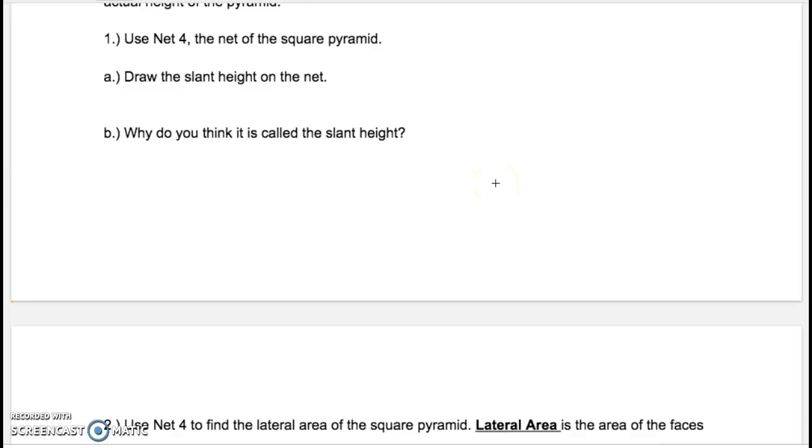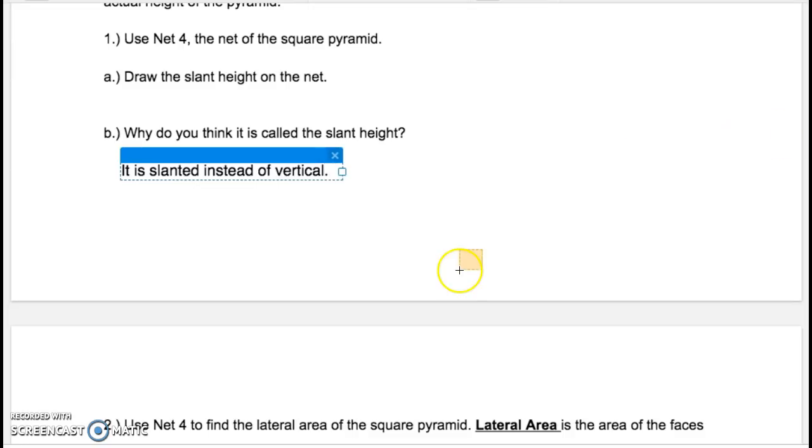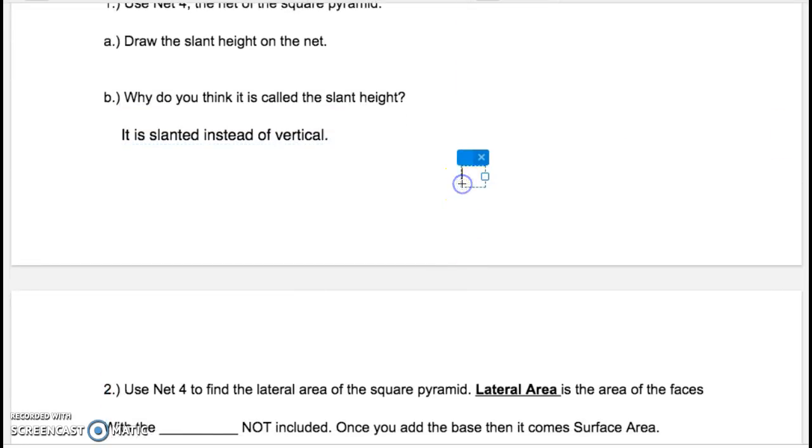The next question says, why do you think it's called the slant height? At this point, I would pause the video, write down your definition on your paper, and then see if it is similar to mine. It is slanted instead of vertical. We usually think of height as vertical height, but in this case it is slanted instead of vertical. So does your definition somewhat match mine?